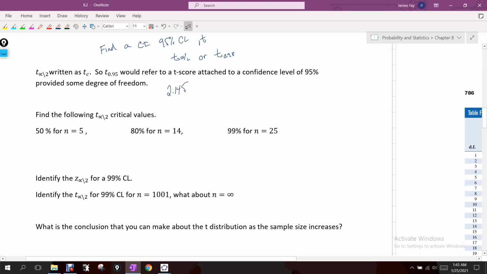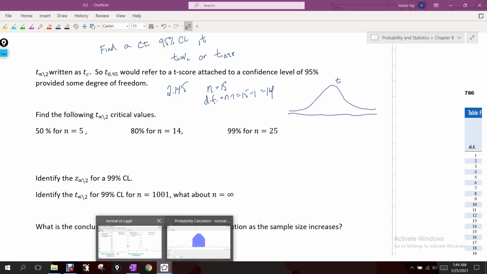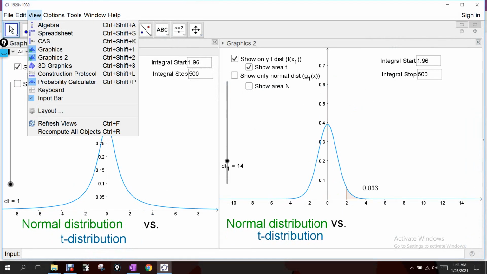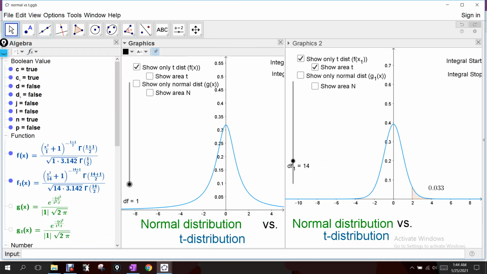Let me write that down. And remember what we were talking about: n was 15, so the degrees of freedom was n minus 1, or 15 minus 1, so 14. Can I talk about what this means? If we've got our t distribution here, just much like the normal distribution, it's got a formula. It's pretty nasty, much like the normal distribution formula was.